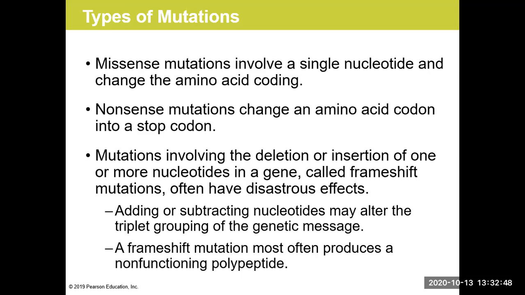The third type is where mutations involve deletion or insertion of one or more nucleotides in a gene, where this number is not a multiple of 3. This leads to a frameshift mutation, and these have disastrous effects because they change the entire nature of the protein after the mutation, since codons occur in groups of 3. When you add 1 or 2 or delete 1 or 2, you change the entire reading frame. So now the entire protein gets disrupted.